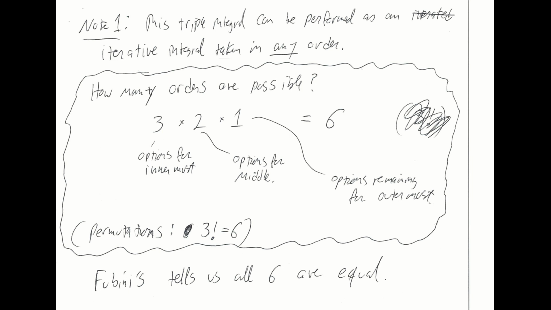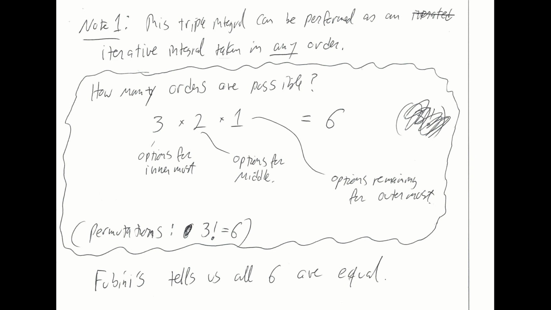And if we think about this combinatorially, how many options do I have for which integral is the innermost integral? Well, there are 3 options. Before anything has been decided, the innermost integral could be with respect to x, with respect to y, or with respect to z. So there's 3 options existing for the innermost integral. Once that is fixed, 2 options remain for the middle integral. And once those 2 have been decided, the final integral is already determined. It's the only one that you've got left. There's only 1 option remaining.